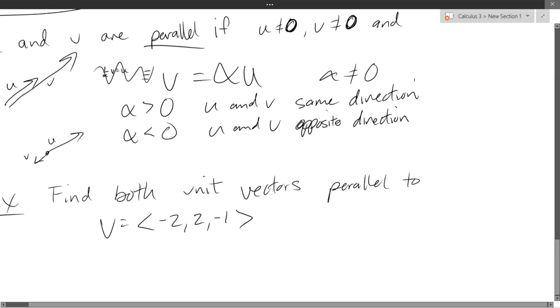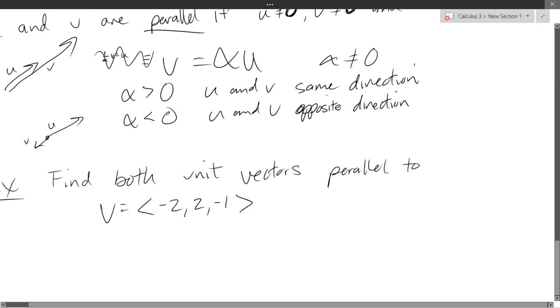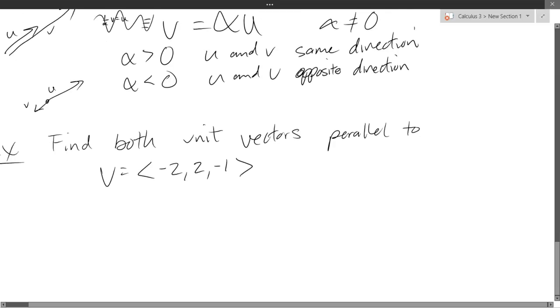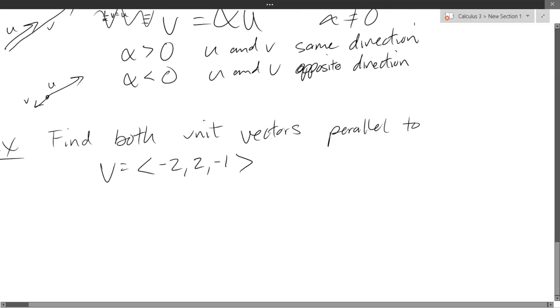All right, so first of all, is vector V a unit vector already? No, it's way too big. Anytime you see one coordinate bigger than one, you're never going to get a smaller magnitude than one. So as soon as I see a 2 in here, definitely going to be too big. All right, find both unit vectors parallel to V. So let's go ahead and compute magnitude V. Hopefully I chose a Pythagorean quadruple.